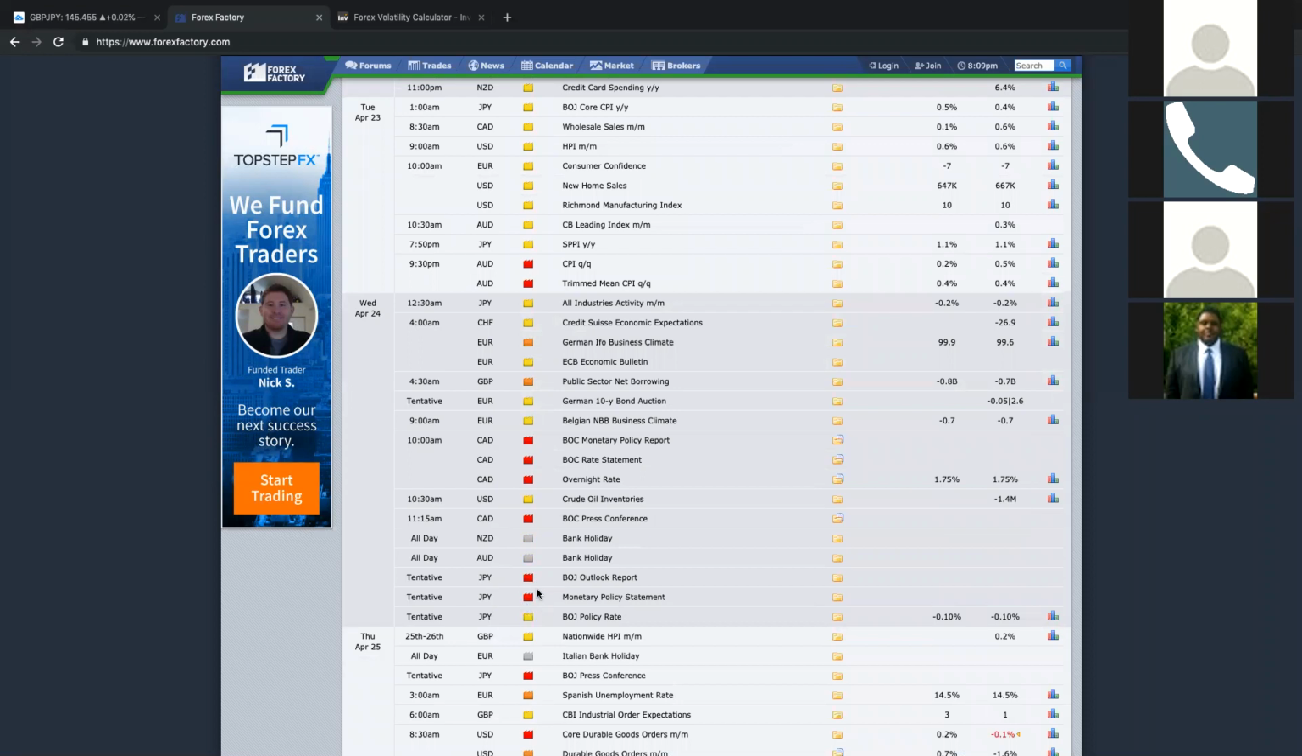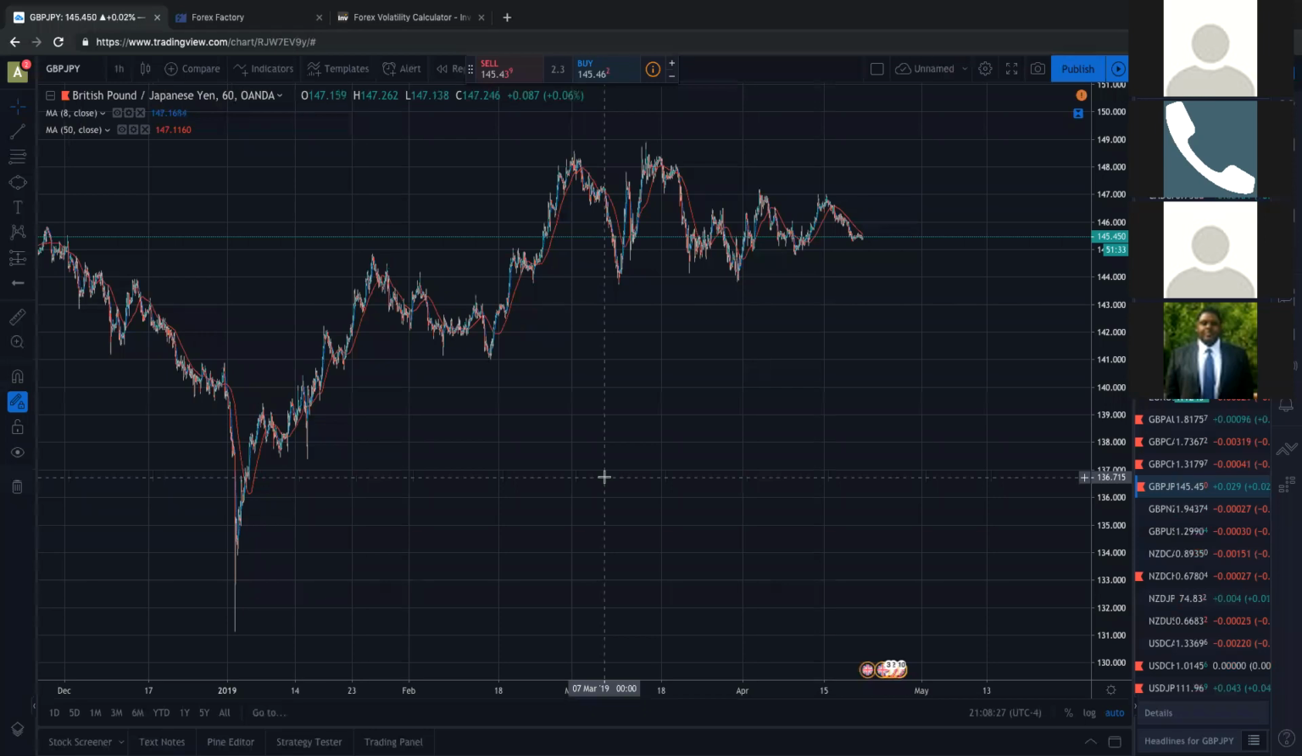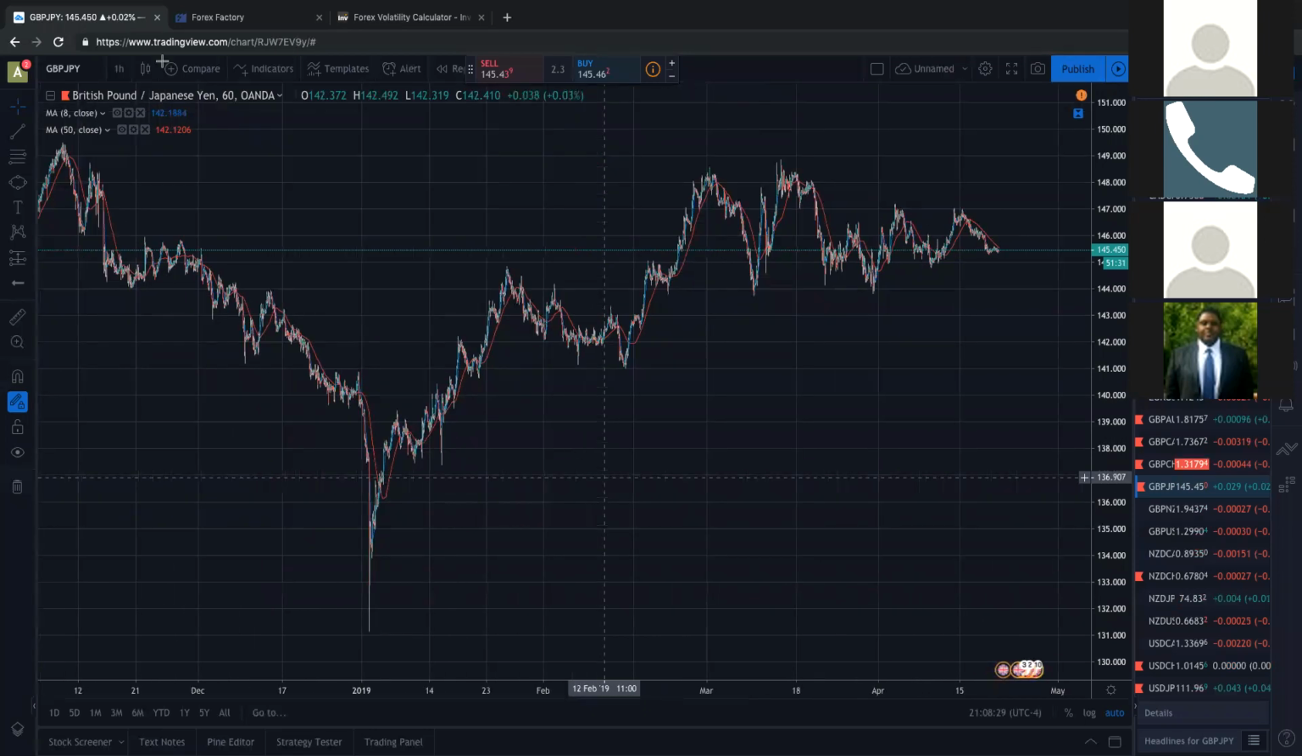So we have to be mindful of that, because if this is good news, the Great Britain pound is going down. Even if we're looking at it to continue to go up, it will come down simply because of the news of the Japanese yen. So knowing that, now we can come back to the charts and actually mark it up correctly.